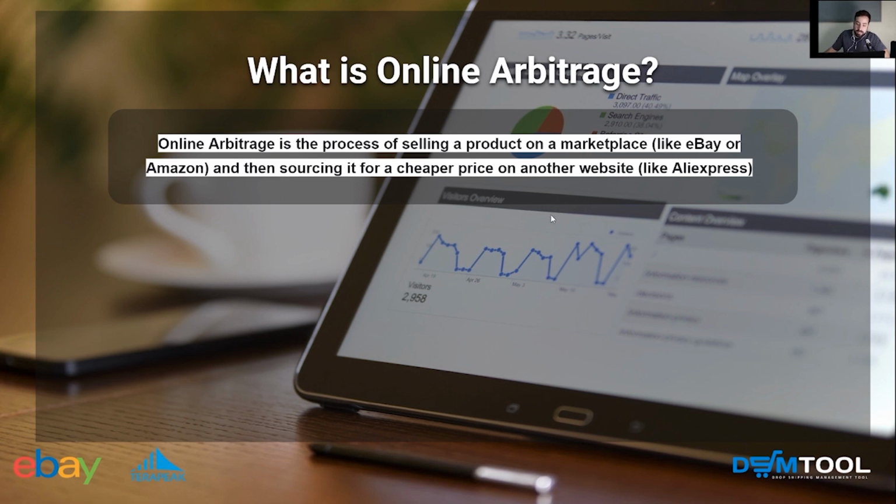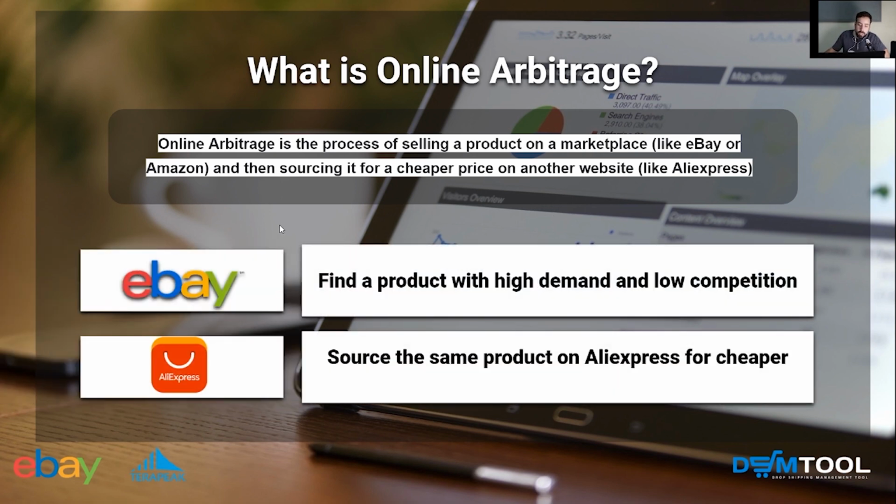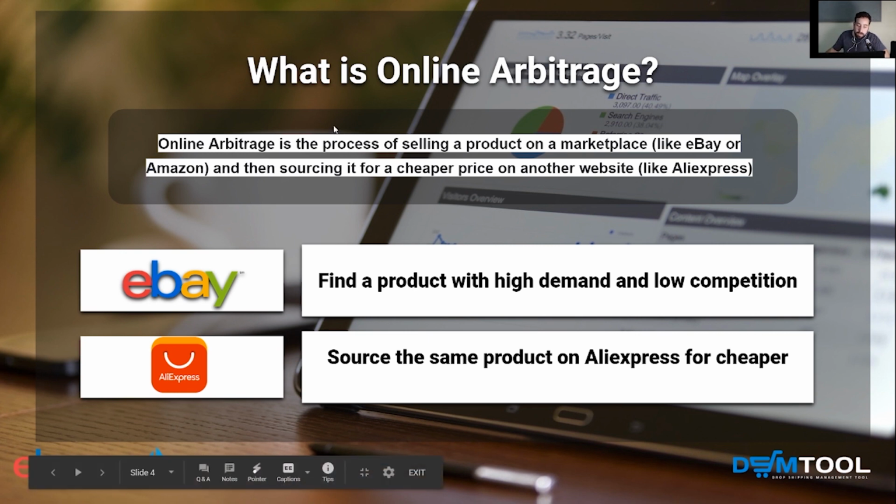So the process is the following. First, on eBay, you should find a product with a high demand and a low competition. High demand means that has been generating some sales, at least 3 to 4 sales minimum during the past 30 days. And then once you found that product, you source that same item on AliExpress for a cheaper cost.